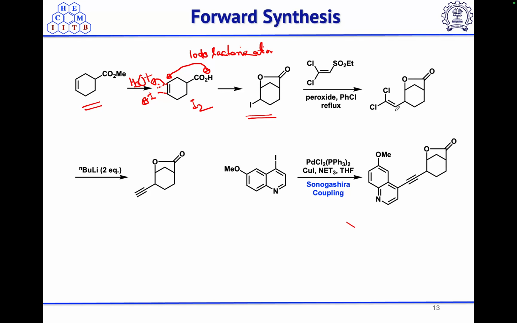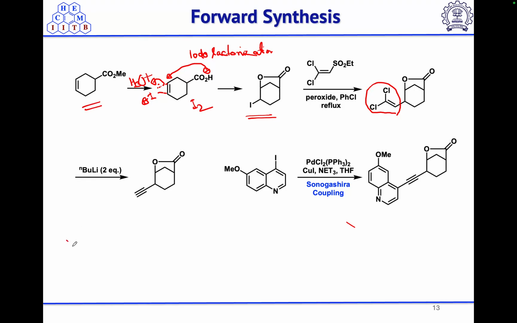After getting this iodine derivative, what we have to do is install this side chain. How can we think about this installation of the side chain? There is one known reagent, known in radical chemistry, to install this dichlorovinyl derivative at any R-I center. You treat this compound with peroxide in refluxing chlorobenzene, and you will get this coupling product. The mechanism is basically a radical coupling reaction.